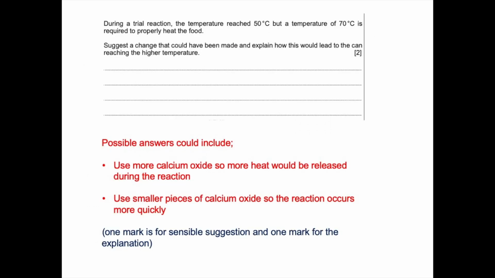So for this question, there's 1 mark for a sensible suggestion and 1 mark for an explanation to this. So the examiner would accept using more calcium oxide, so more heat would be released during the reaction, or using smaller pieces of calcium oxide, so the reaction occurs more quickly due to the higher surface area.